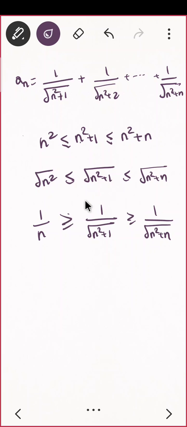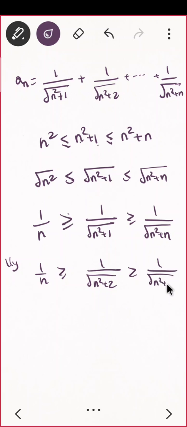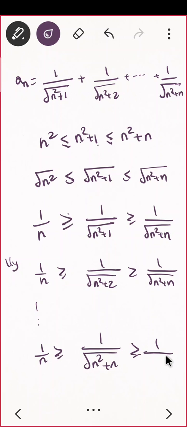And 1 is not a special number. At the place of 1, I can put 2, 3, 4. Correct? I can write similarly 1 by n is greater than or equal to 1 upon root of n square plus 2, that is greater than or equal to 1 upon root of. Do you see the answer now? Last term, what do I want? n square plus n. That is actually equal. Correct? Now, what am I going to do next?